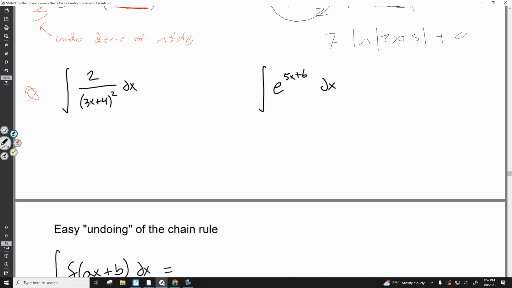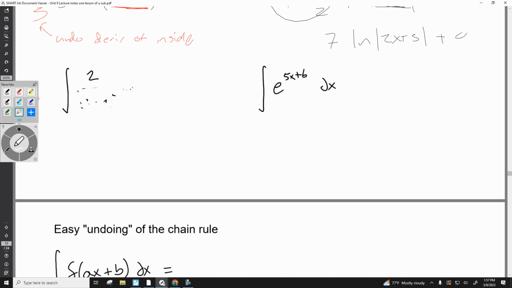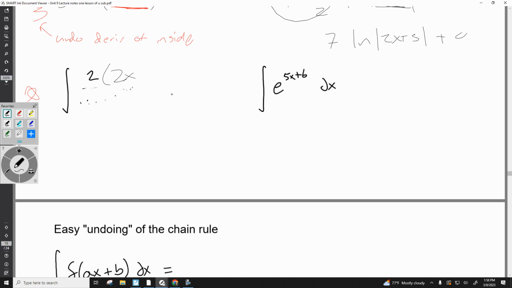I just want you to practice something with a power. It doesn't have to be a negative power. I'd prefer it to be a positive power. Replace it with (3x + 4) to the positive second, so 2 times (3x + 4) squared. Take the antiderivative of that.